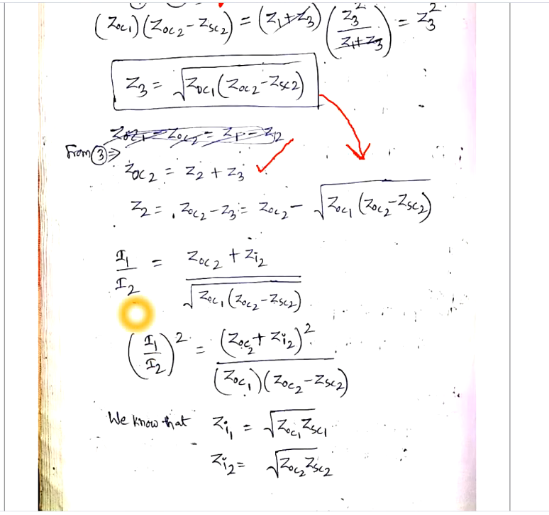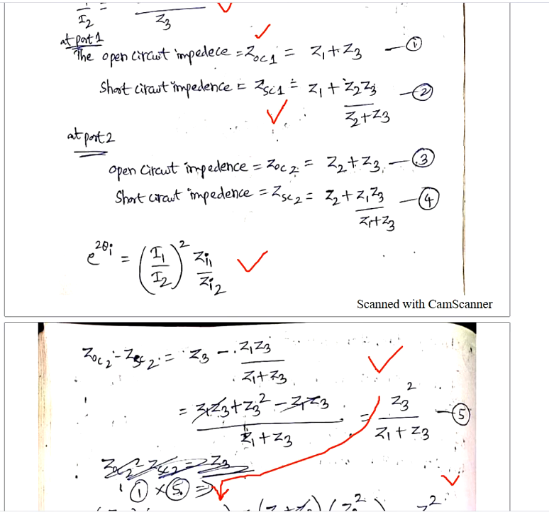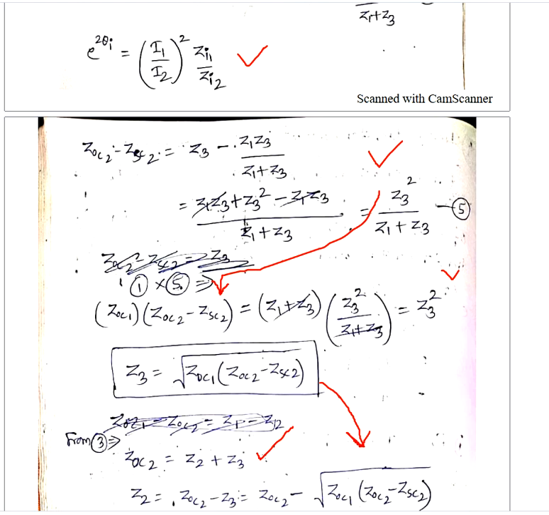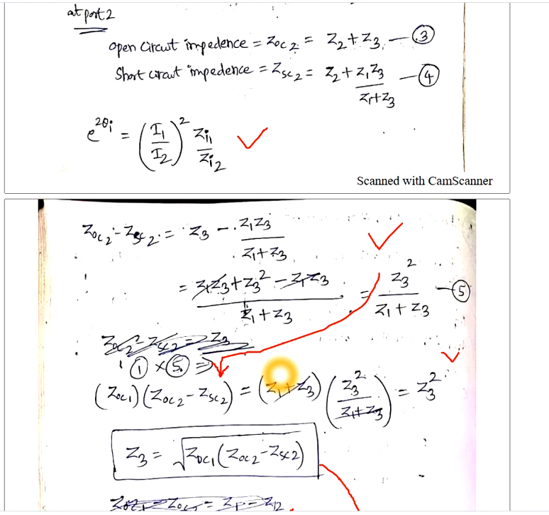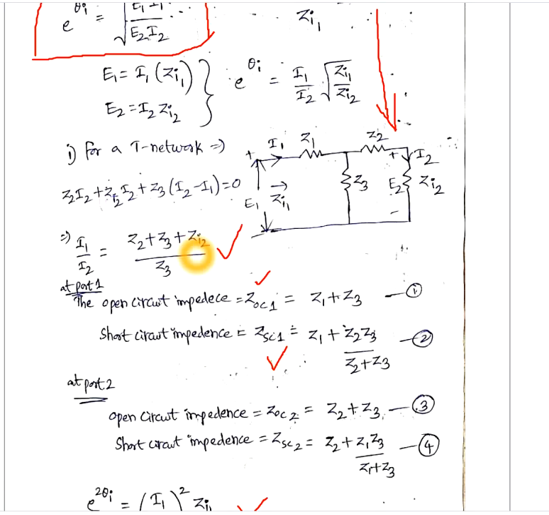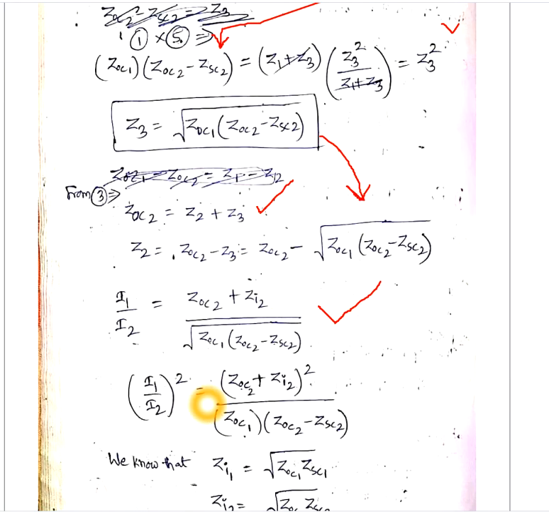So if you consider I1 by I2 here, you will get it equal to Z2OC plus ZI2 divided by square root of ZOC1 into Z2OC minus Z2SC, right? So this also you can verify, this you will get. Now that means here, if you get this numerator and denominator, that will be equated to this one, Z2 plus Z3 plus ZI2 divided by Z3, right? Like that you can verify it.